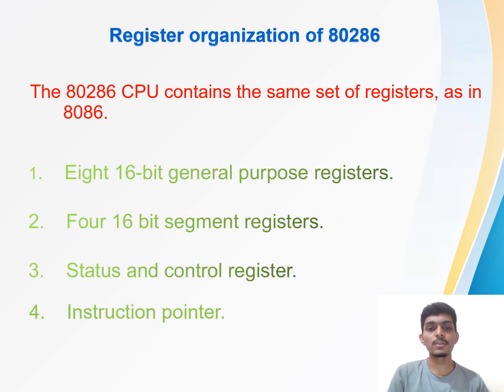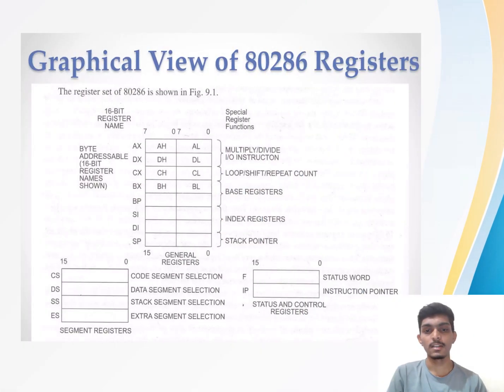Now the 80286 CPU contains the same set of registers as in the 8086. First, 8 16-bit general purpose registers, second, 4 16-bit segment registers, status and control register, and instruction pointer. Now a graphical view of the 80286 registers. As we can see in this image, the code segment selector, data segment, stack segment selector, extra segment selector. Here, status word and instruction pointer.